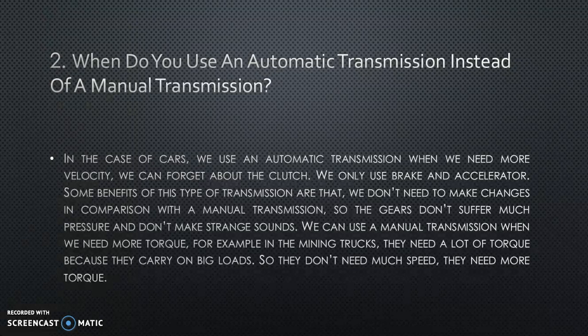When to use an automatic transmission instead of a manual transmission? In the case of cars, we use automatic transmission when we need more comfort. We can forget about the clutch. We only use brake and accelerator. Some benefits of this type of transmission are that we don't need to make changes in comparison with a manual transmission, so the gears don't suffer much pressure and don't make strange sounds.